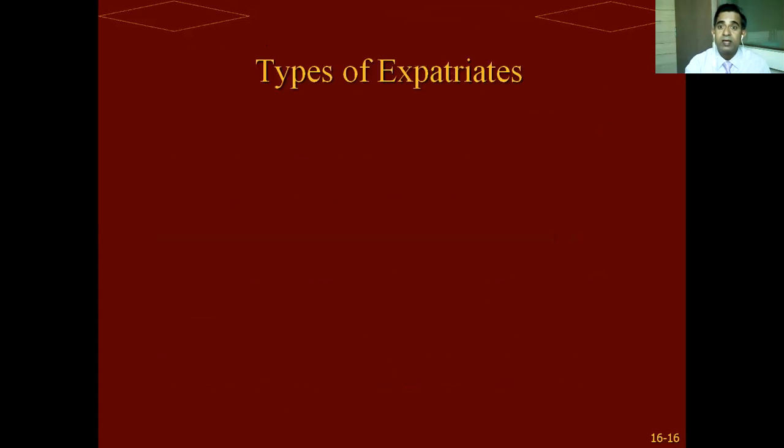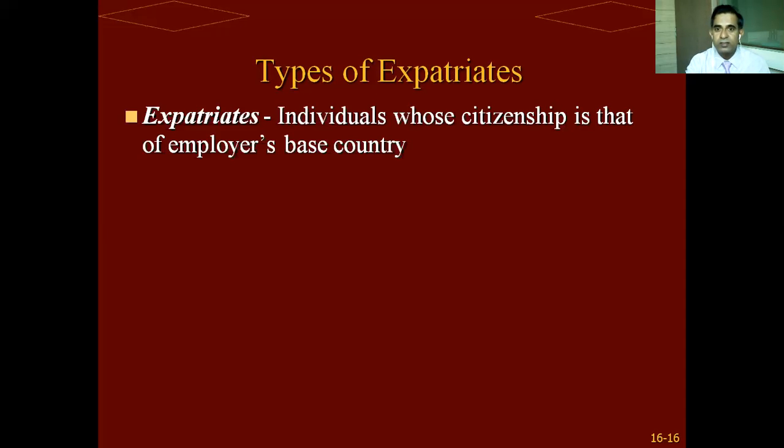Okay, last part of the chapter, expatriate pay. Let us first understand who expatriates are. We can understand this by examining the types of expatriates. Expatriates are individual employees whose citizenship is that of the employer's base country. Say, for example, my brother-in-law is a TCS employee and he is now working in Finland. So he is an expatriate. That individual employee is an Indian citizen, the employer is TCS, and the base country of this employer is India. So my brother-in-law now is an expatriate. I hope you understand who is an expatriate.